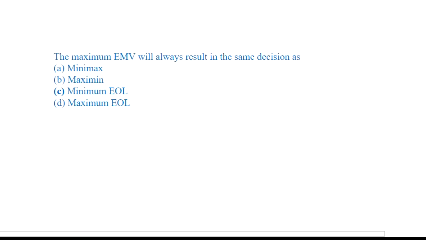The maximum EMV will always result in the same decision, I'm talking about the same decision, not the numerical value. So whenever I'm looking for the maximum of EMV, that is just the approach basically. One is being optimist, the other is being pessimist. What does the optimist want to say? That I want to maximize the profit with whatever business I'm going to set up. Whereas the person who has a pessimist approach, what would he say? That whatever business I'm going to start, I would like to minimize the loss. So it's all the same concept.